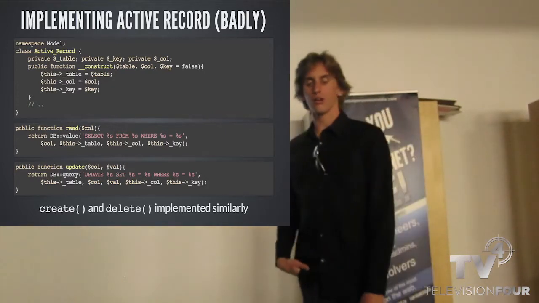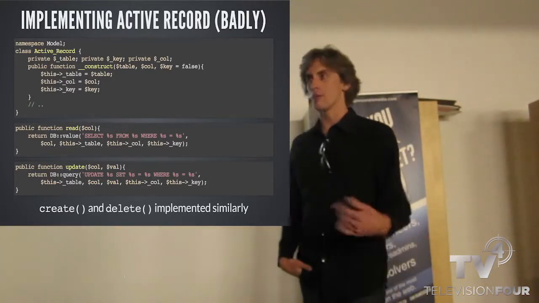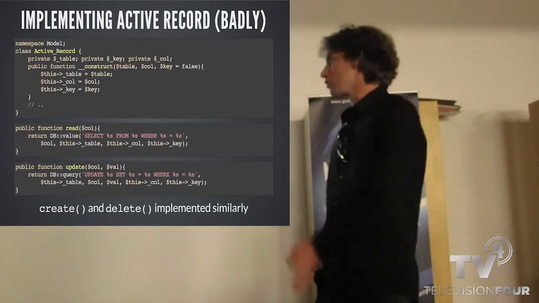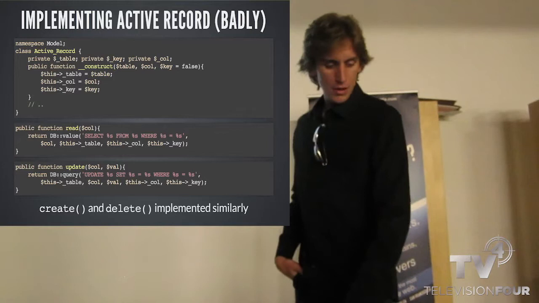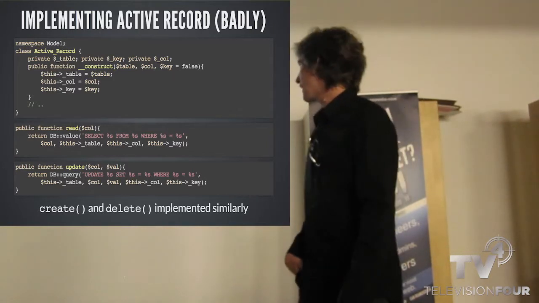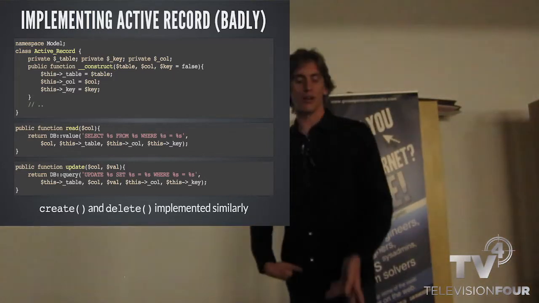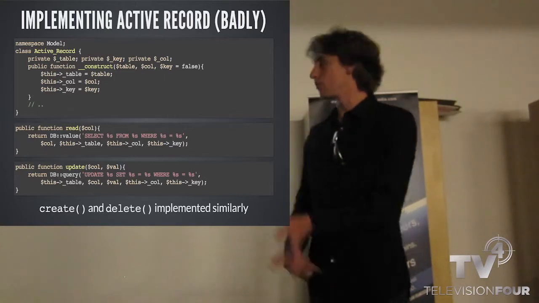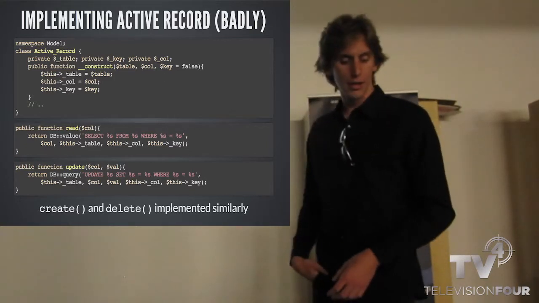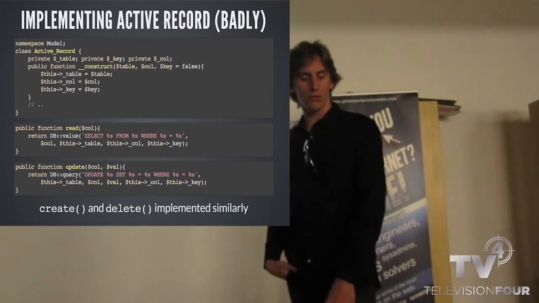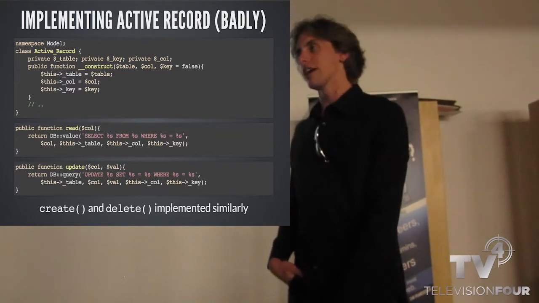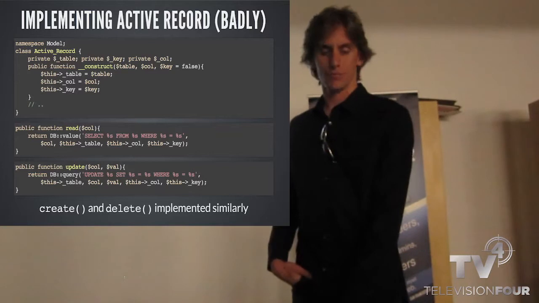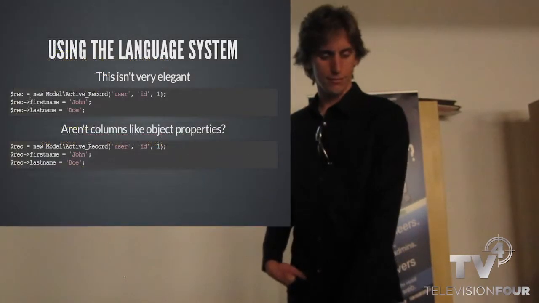So, here's our binding. We just pass it a table, a column, and a key. You could, of course, extend it and drop in a table as you wanted it or tweak this. Then we're going to have a read and an update. I'm just using a toy syntax here, but essentially we're making some SQL calls every time read or update gets called. And then we've got create and delete that are implemented similarly. So that's bad active record.